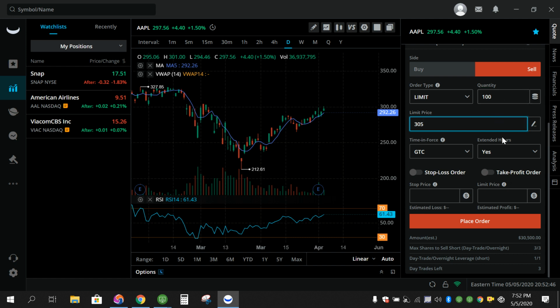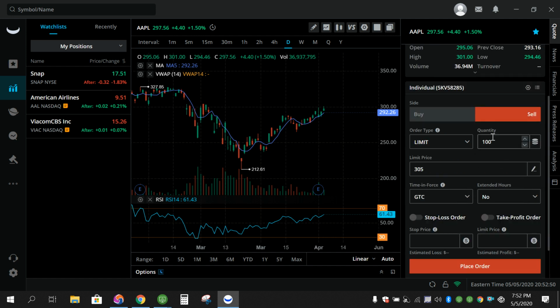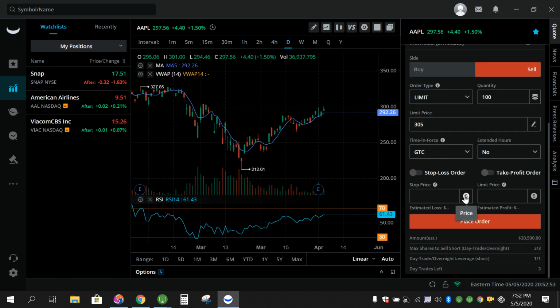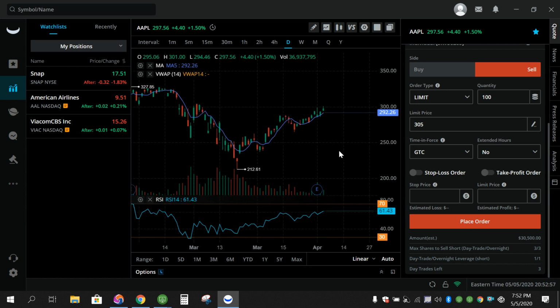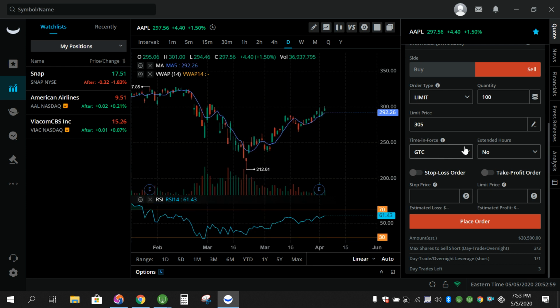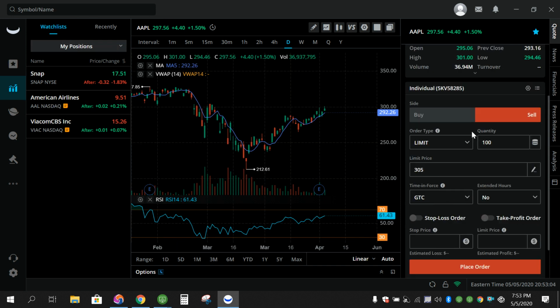You have your sell limit, right? You can choose extended hours as well if you want to sell after hours. Put your price in, 305. I do own some Apple, but I'm not selling it, and I don't have it in this particular account. But yeah, so that's what the sell limit is.